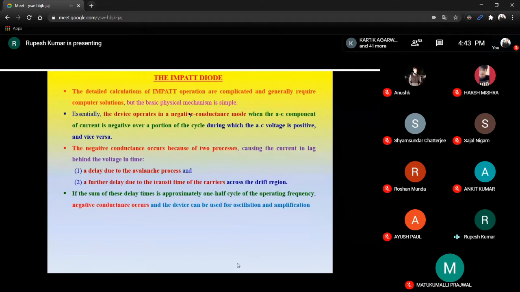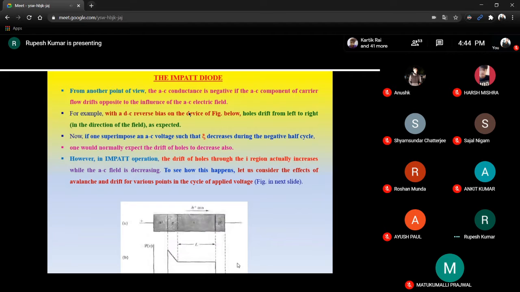And as I said earlier, these are used for oscillation and amplification. Now, the AC conductance is negative. Then for the AC component, the carriers flow and drift opposite to the influence of that electric field. So there is opposite movement: whatever the electric field is, there is an opposite flow of carriers.